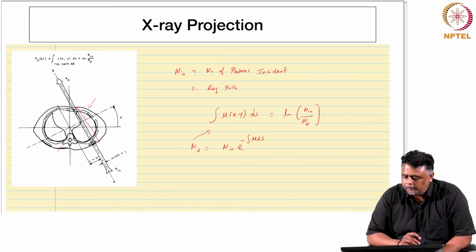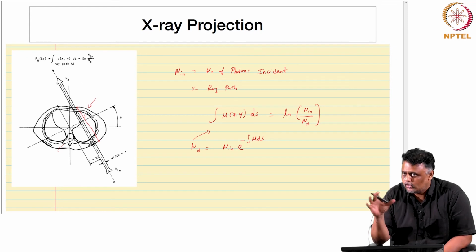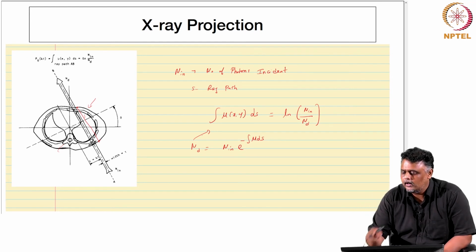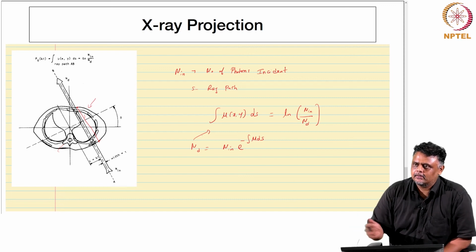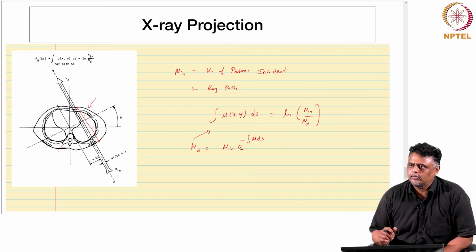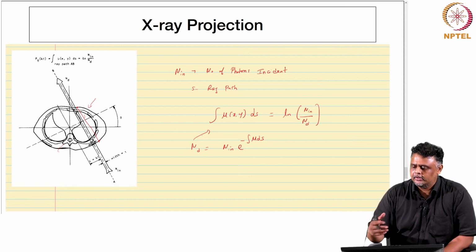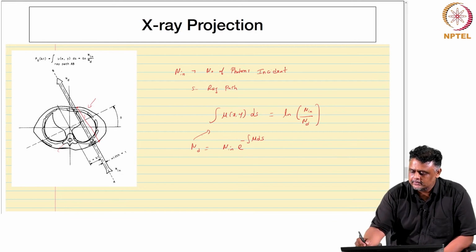So, what people do before reconstruction, we are not going to talk about the reconstruction itself, is that they take the log of the measurements. You need to have a reference detector where you measure the unattenuated beam. So, there will be one which you measure without anything in the field of view, and you can use that to construct this.